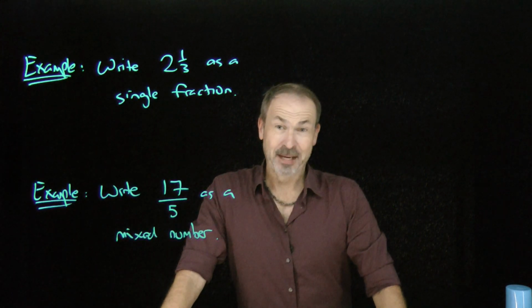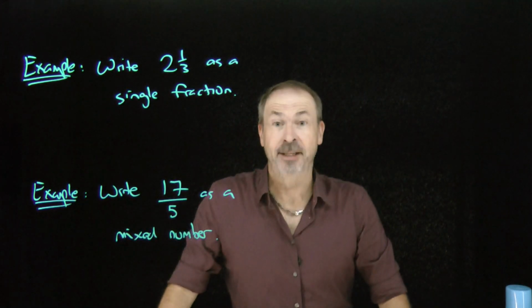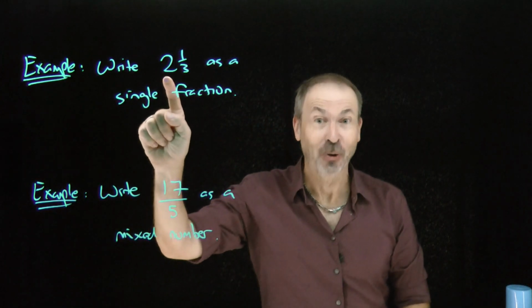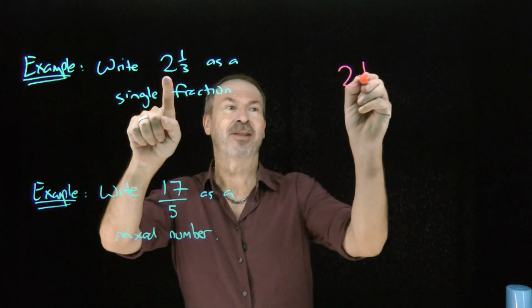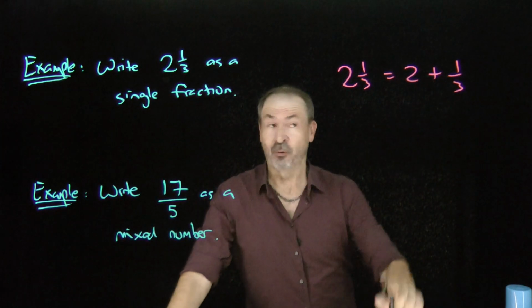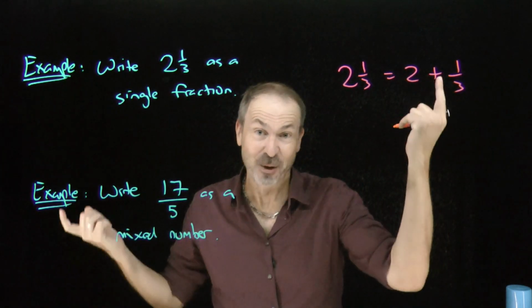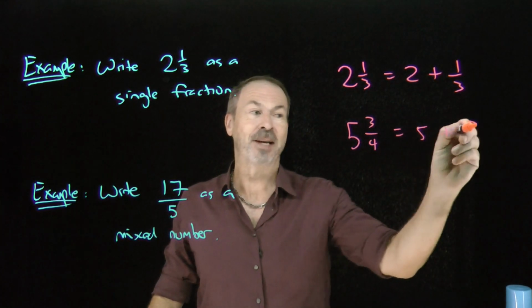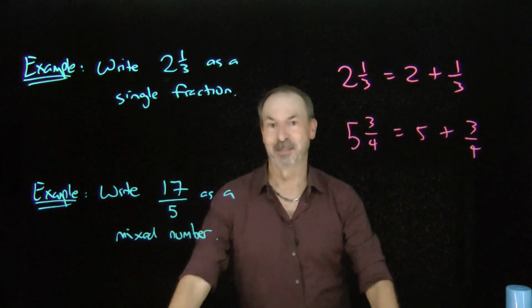A mixed number is just a whole number and a fraction added together. For example, 2 1/3 is literally what I just said, 2 1/3. 2 1/3 is 2 plus 1/3. Just society has agreed not to write the plus sign. A little annoying, but there it is. So 5 3/4 would be 5 plus 3/4. That's all a mixed number is.